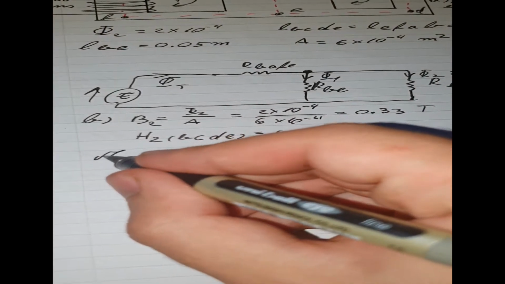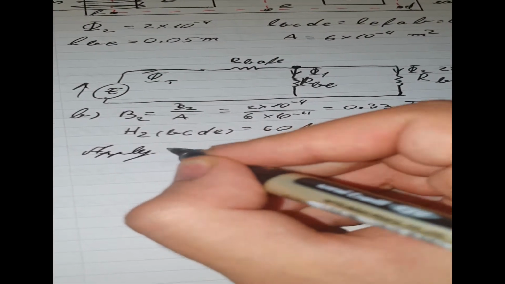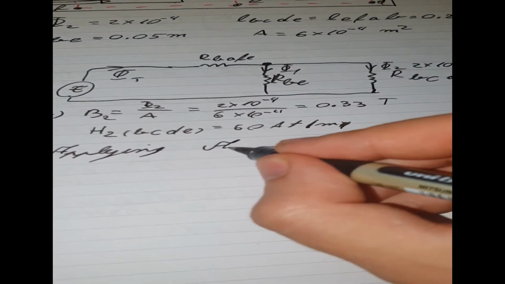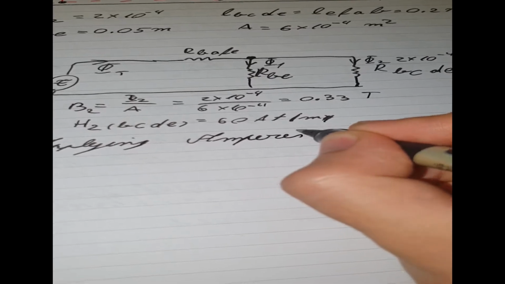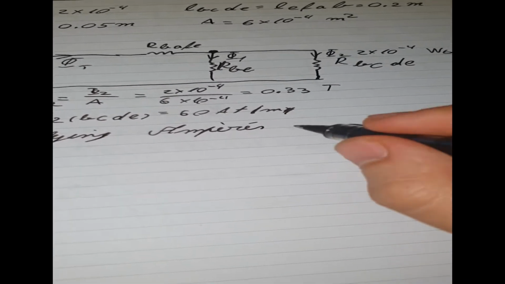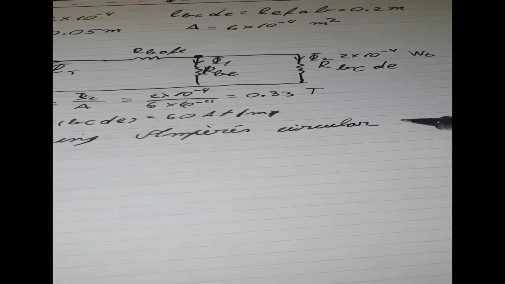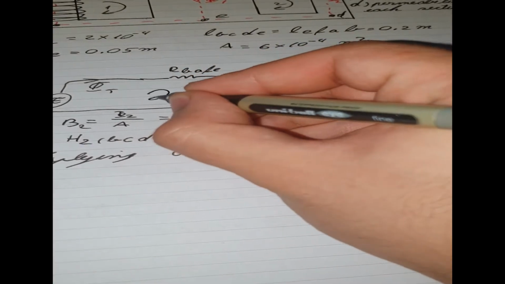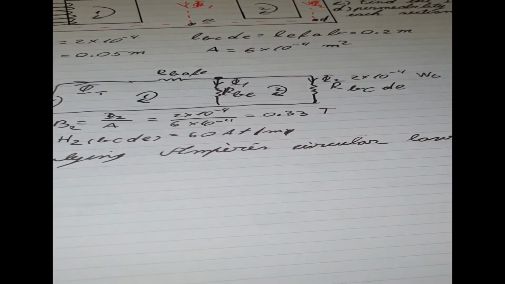And then, as the next step, we are going to apply Ampere's circular law at loop 2. Let's put in the loops as well. So this one will be loop 1, and this one will be loop 2, as seen in here.